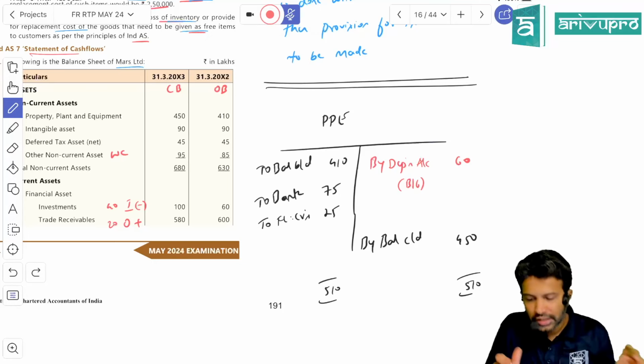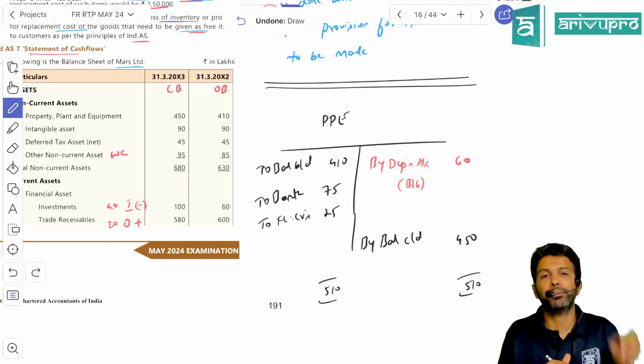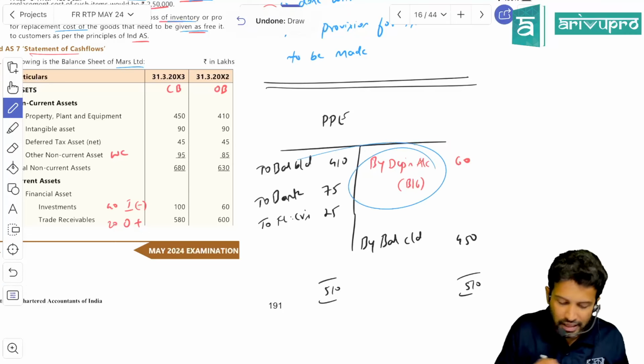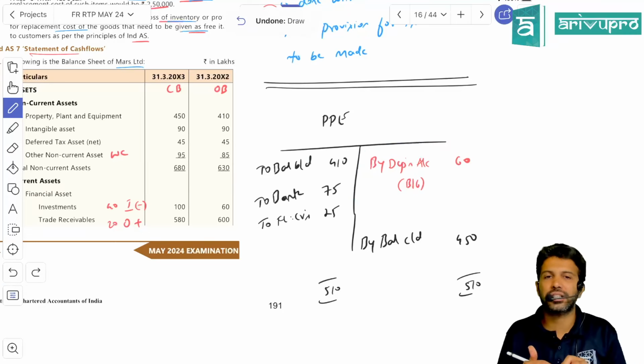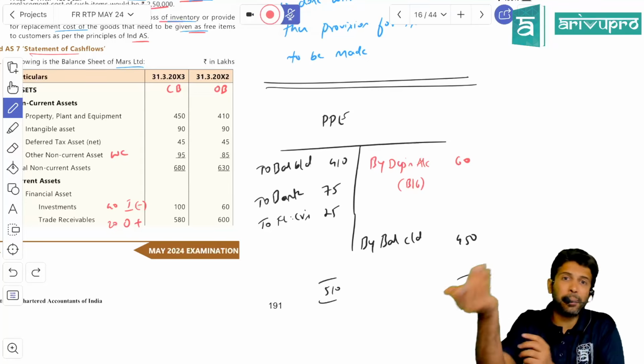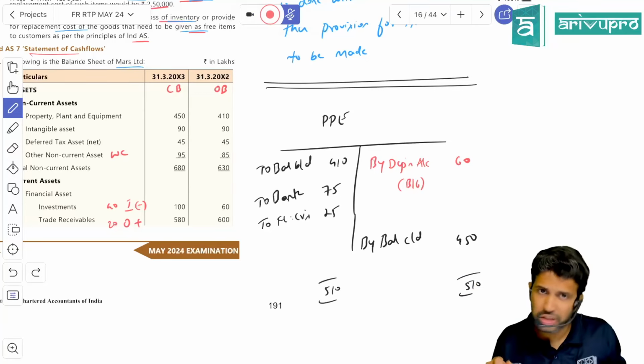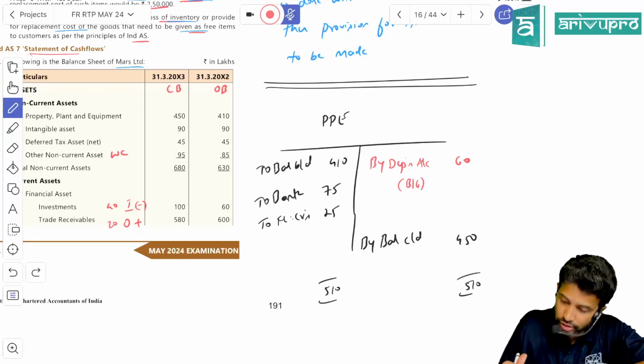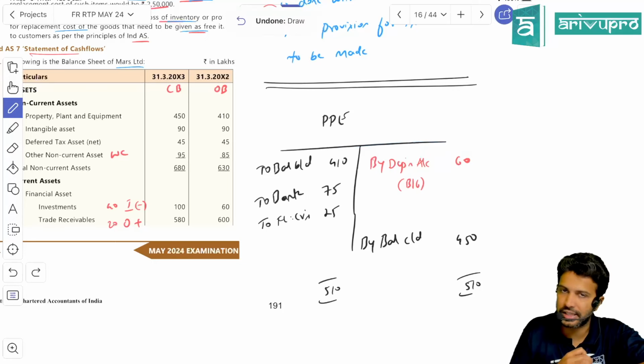So this 60 lakh needs to be assumed. But a better assumption is what? That these 60 lakhs are the depreciation relating to PP, because sale of PP is not compulsory. Depreciation more or less will come on PPs. So depreciation is arrived at as a balancing figure. That's a better assumption. And depreciation, what do we have to do?